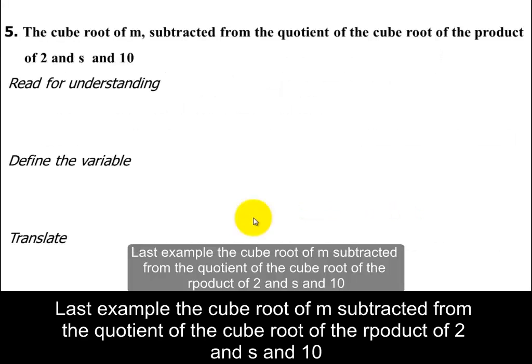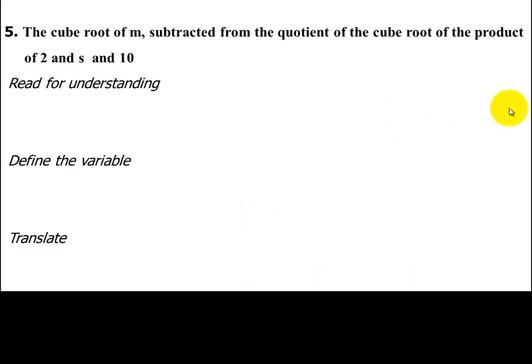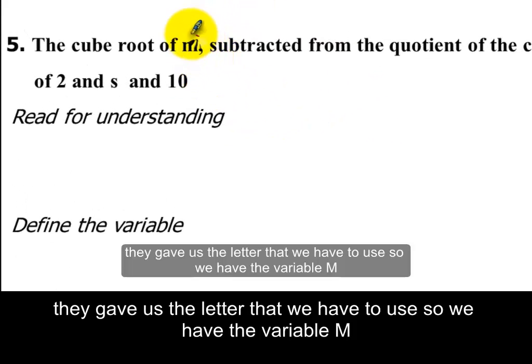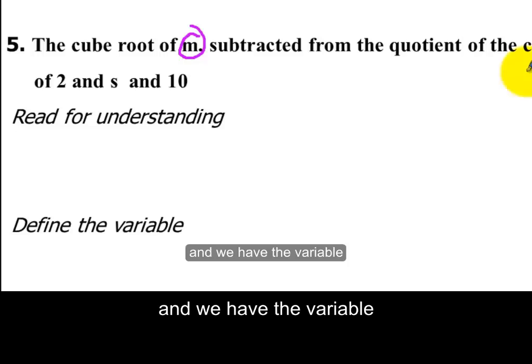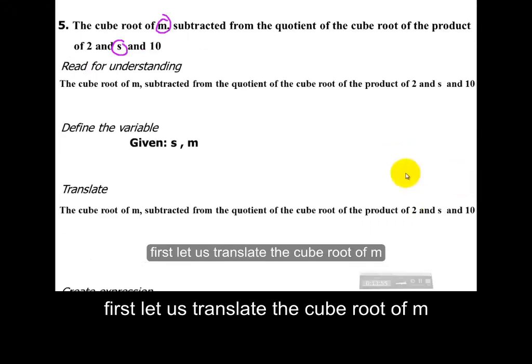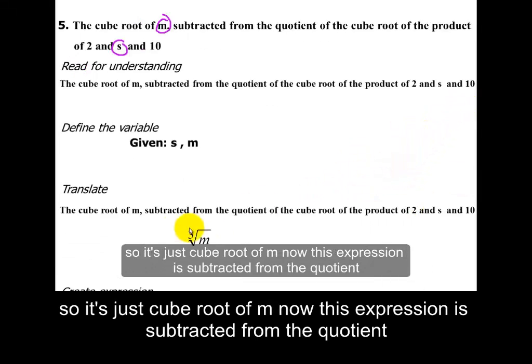Alright, last example. The cube root of m subtracted from the quotient of the cube root of the product of 2 and s and 10. They gave us the letter that we have to use. So we have the variable m, and we have the variable s. So the variables will be m and s. Okay, first, let's translate the cube root of m. So it's just cube root of m.